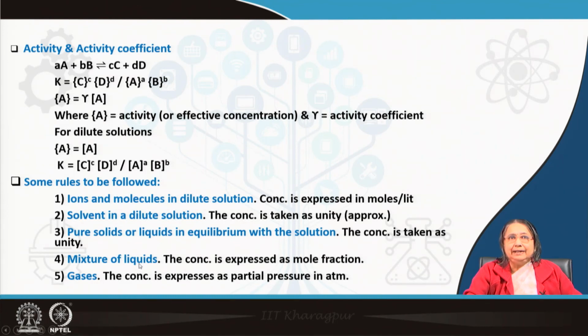And in case of gases, we have already seen the NO2 and N2O4 equilibrium. In that case we have used the partial pressure. So, in the gas phase, when the reaction goes on, the concentration we have to use is in terms of partial pressure in atmospheres. These are the rules that we have to follow when we develop an equilibrium expression, because otherwise everything will be wrong.